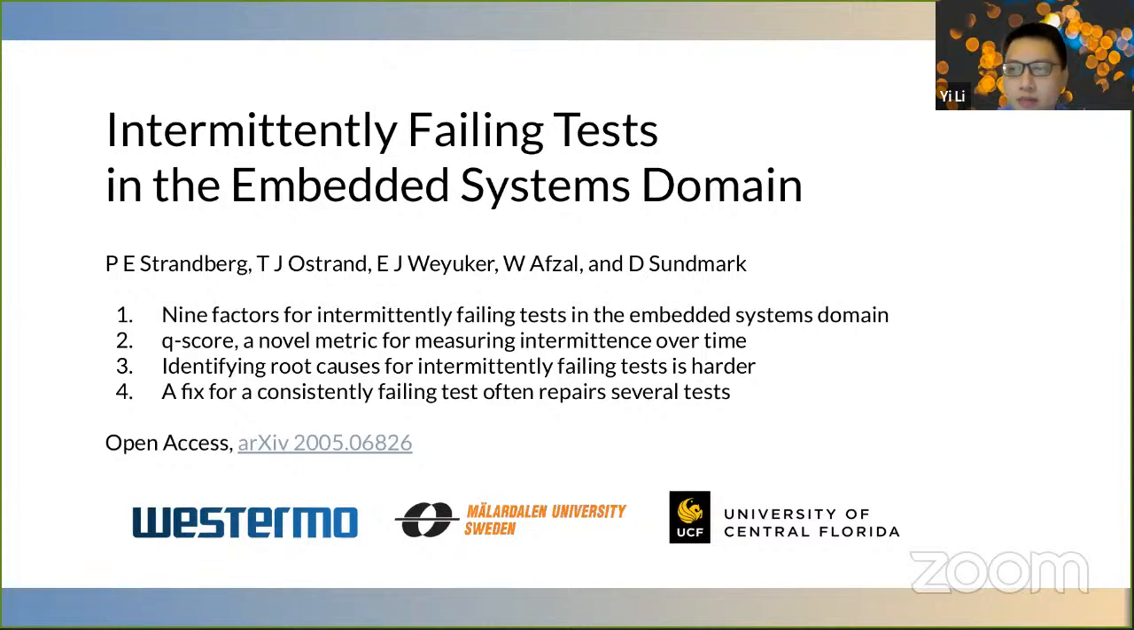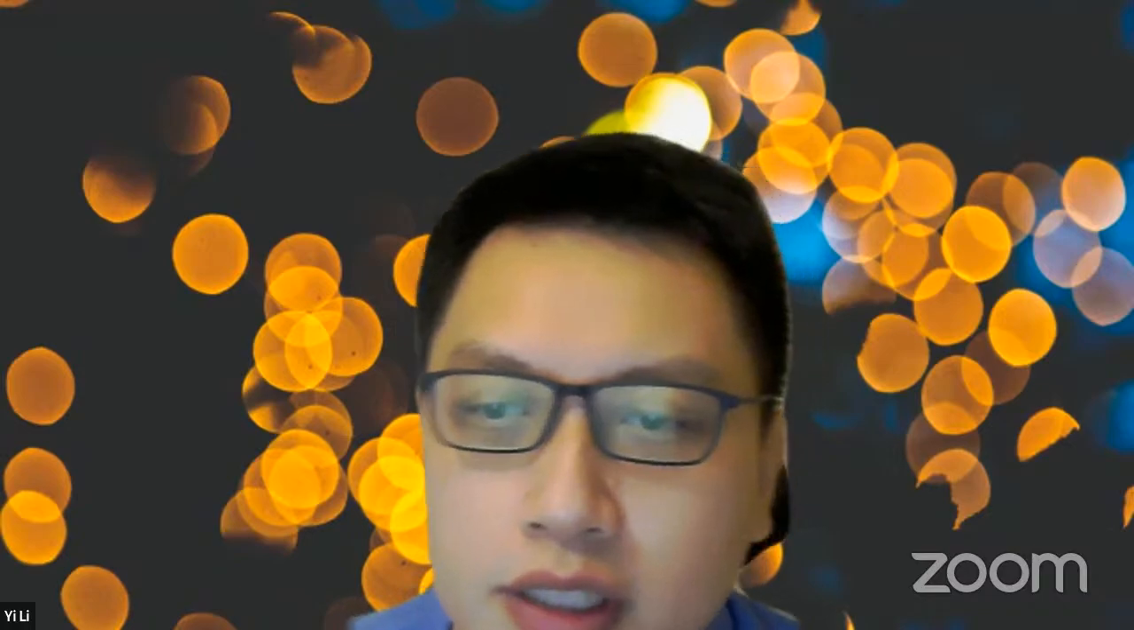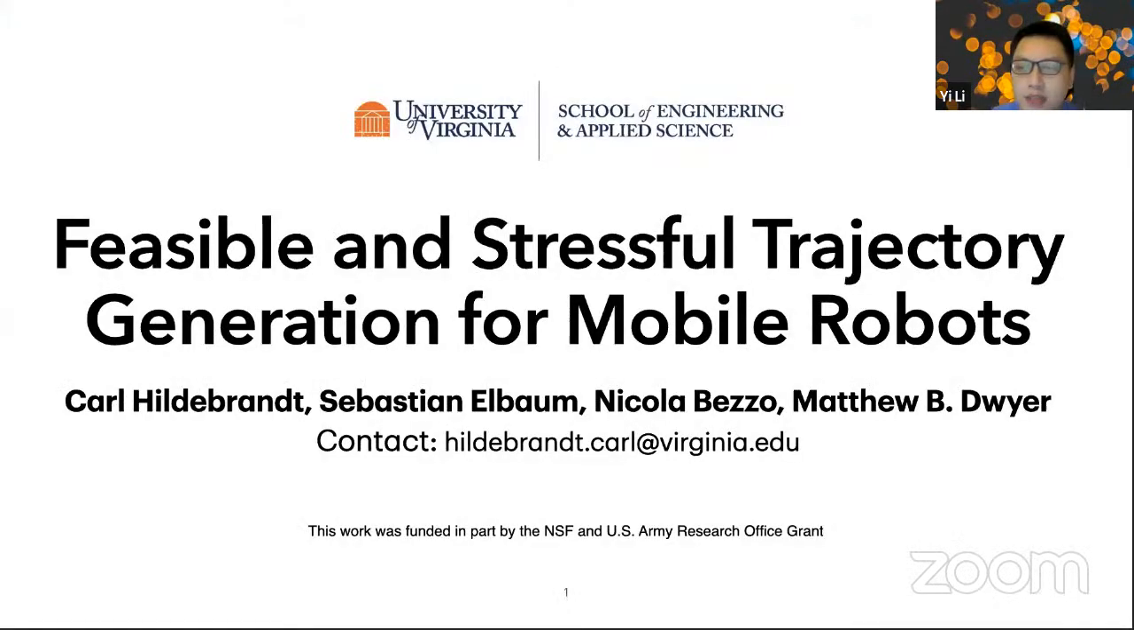So let's move on to the next talk. So the next talk is feasible and stressful trajectory generation for mobile robots. And the talk will be given by Carl Hildebrand from University of Virginia. And I also want to mention that the authors of this paper have made their artifacts available, and the artifacts actually won the Distinguished Artifact Award. Yeah, the stage is yours, Carl.